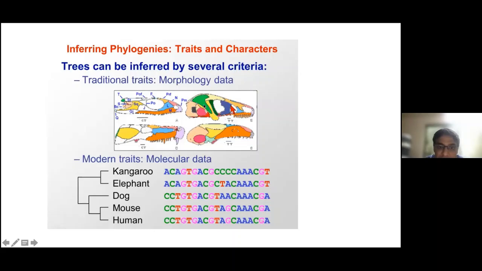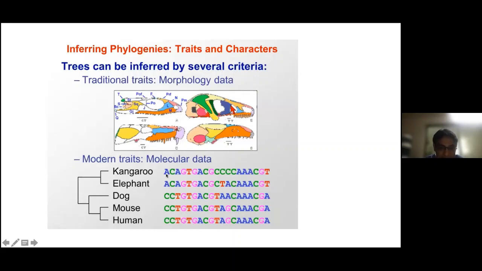And unless others, they have convergent evolution. Convergent evolution means that, for example, some organism has gained this feature again. We'll look into modern traits and the assumptions for using molecular data in some of the next slides. It's better to use molecular data because you have a lot of features.